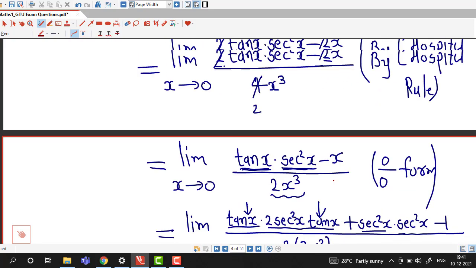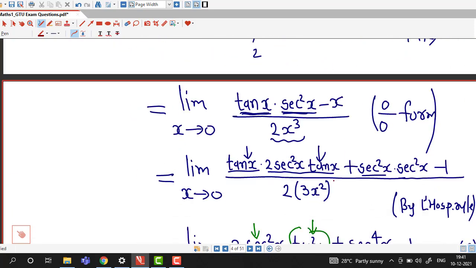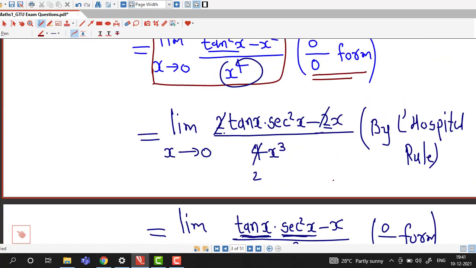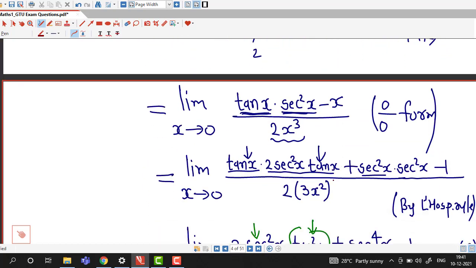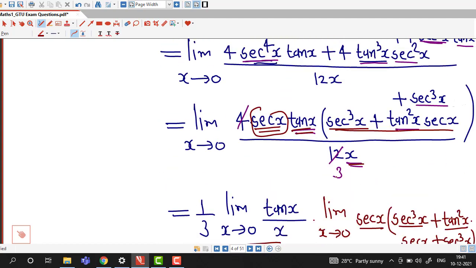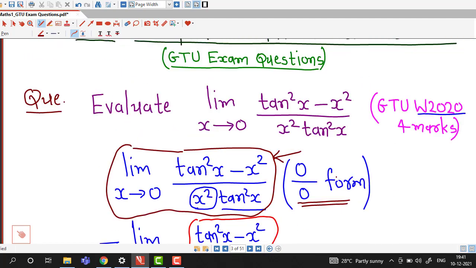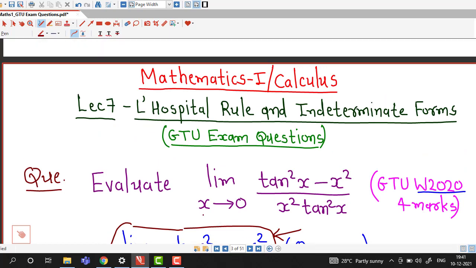So we have to be careful. This is very easy, but we have to be careful while differentiating and while applying product rule several times. Okay, so in this way we can apply L'Hospital rule to determine or evaluate limits of this type.